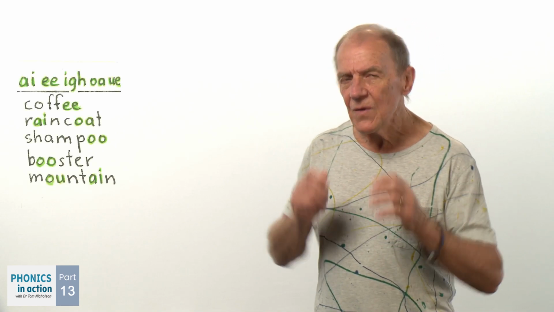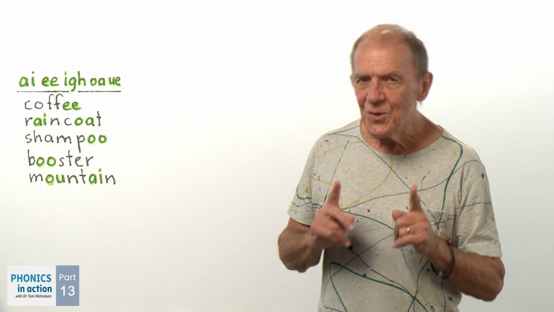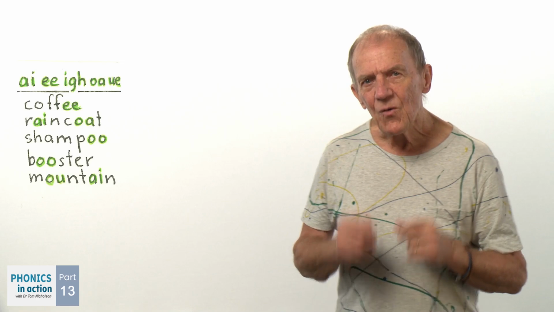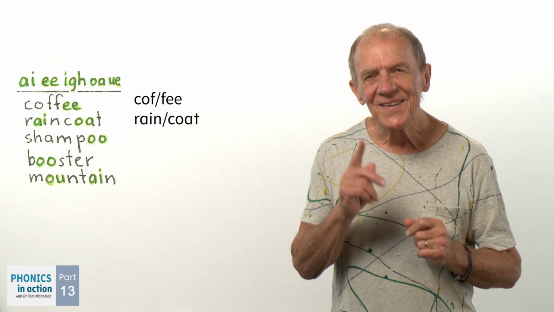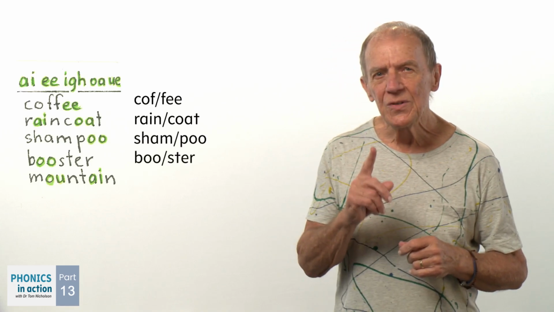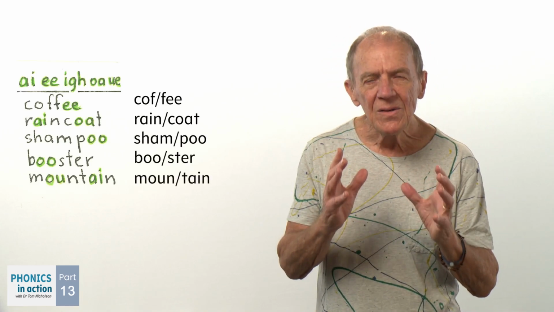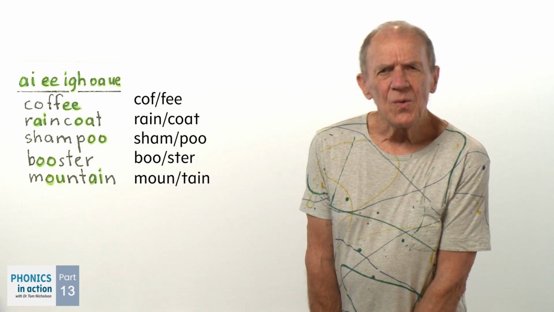Let's have a look at this chart. These words have 3 or 4 vowel letters, but only 2 vowel sounds. I'll read the words: coffee, raincoat, shampoo, booster, mountain. Yeah, it's interesting, isn't it? Very good. Well done. Now, we'll look at the split digraph syllable.